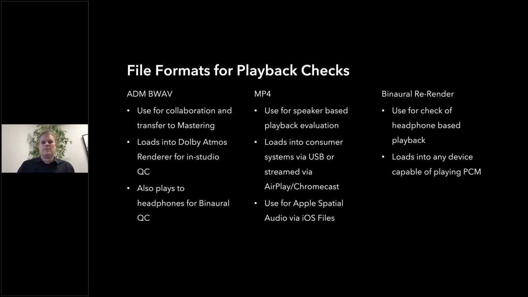The MP4. So the MP4 is available for export from the renderer. It will package all of that data. It will encode it using exactly the same encoder that is in place for your distribution mechanism. So it's going to take the Dolby Atmos master file and package all of that data into the DD+ JOC bitstream. That bitstream is then wrapped as an MP4, and it can be loaded onto a USB stick. It can be AirPlayed, it can be Chromecast, it can be sent to a playback mechanism via any number of different ways. And it can also be used for QCing what Apple Spatial Audio is going to do on iOS.